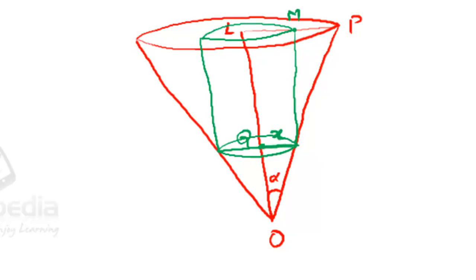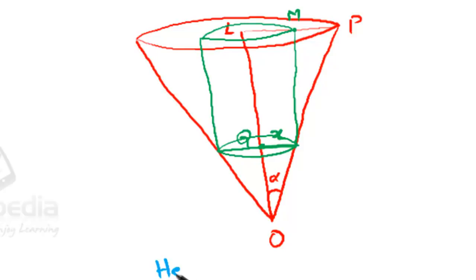Now what is the condition given? The volume of the cone is A units and the cylinder's maximum volume is B units. Then we need the ratio of A to B. Now let's proceed to identify some characterizations of both the figures.